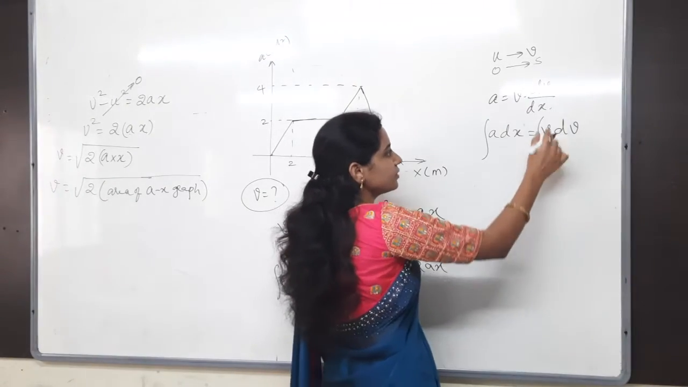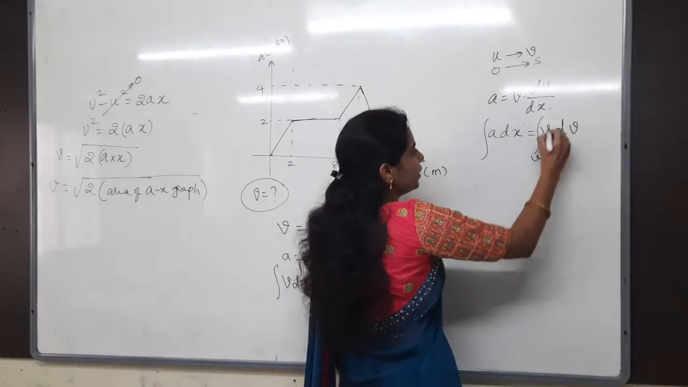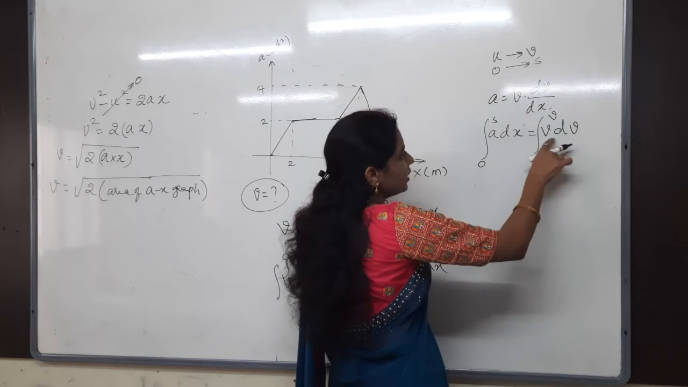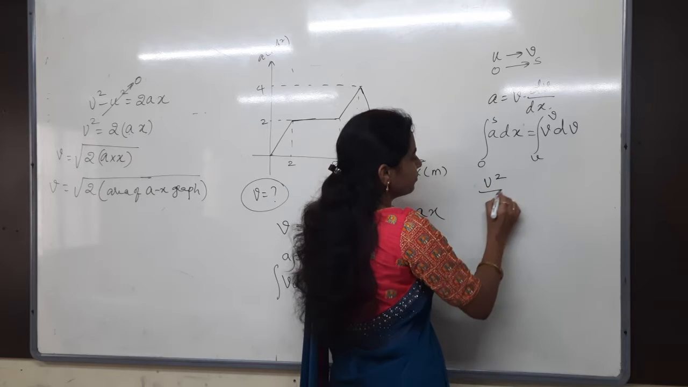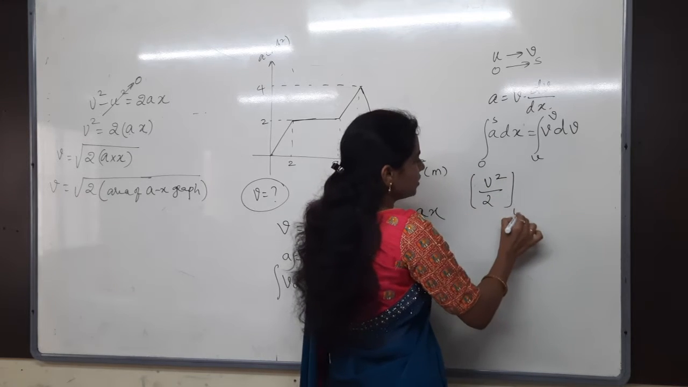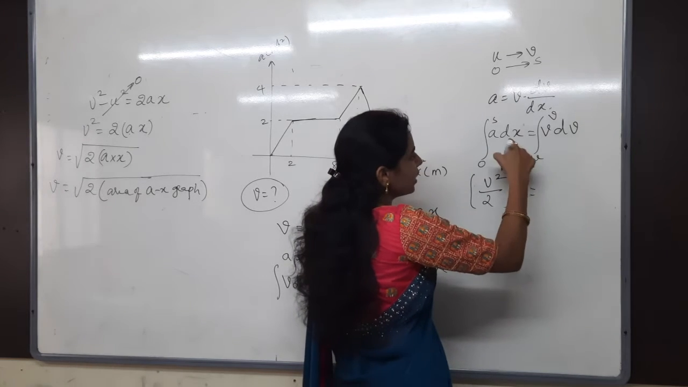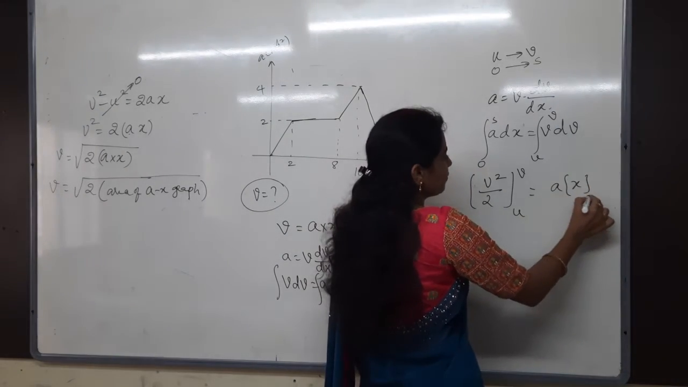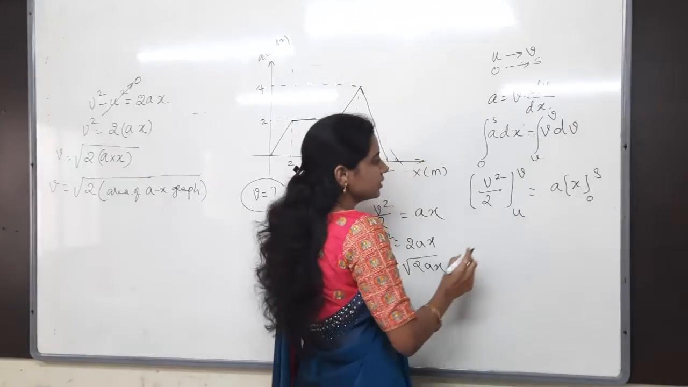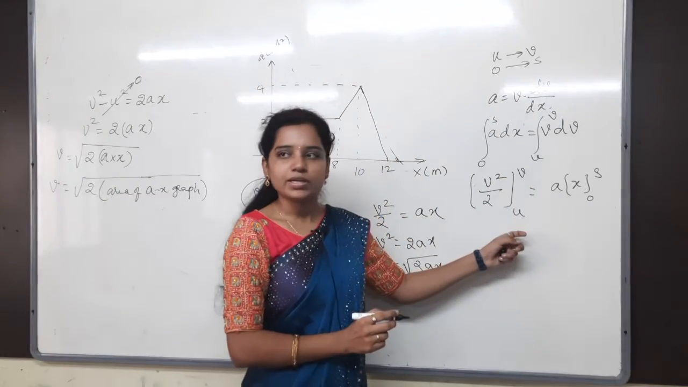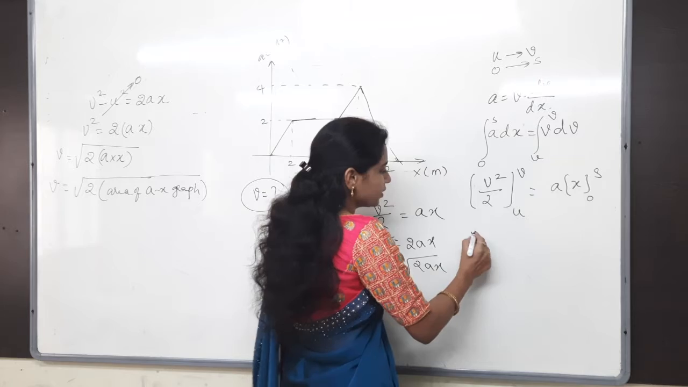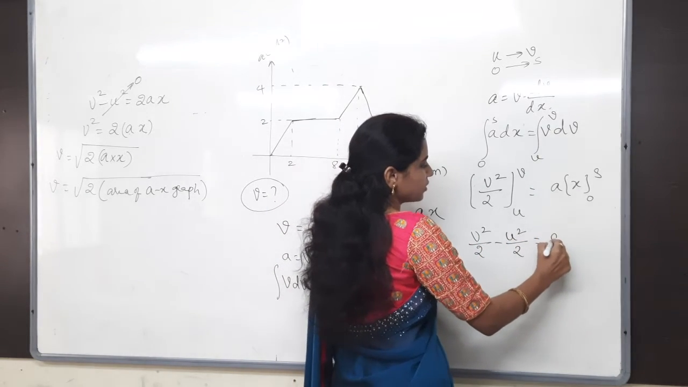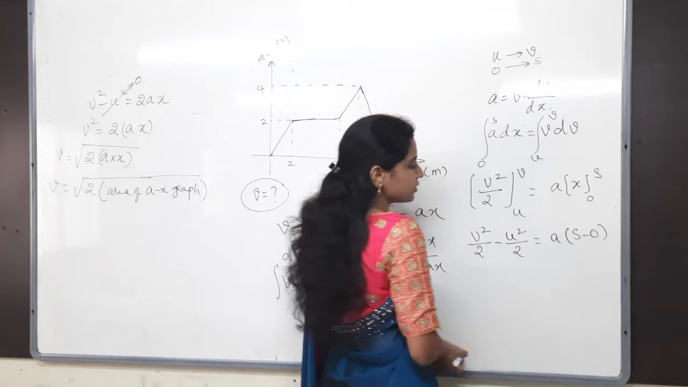From where to where are the limits? For v, the limits are u to v, and for the displacement, 0 to s. Then the integration of v dv is v squared by 2, limits u to v. The integration of a dx is nothing but a times x, limits 0 to s. Upper limit minus lower limit you have to substitute. So v squared by 2 minus u squared by 2 is equal to a times s minus 0.